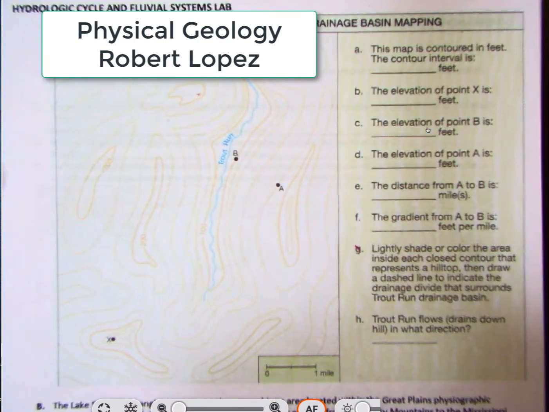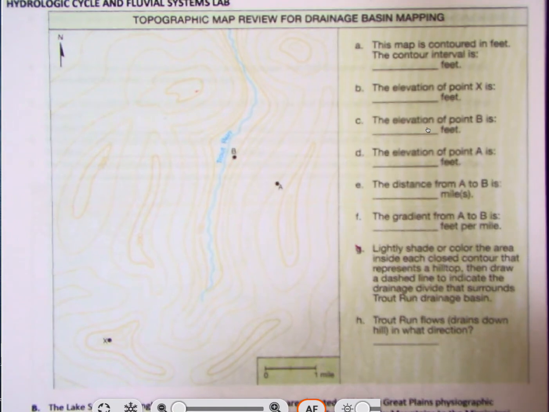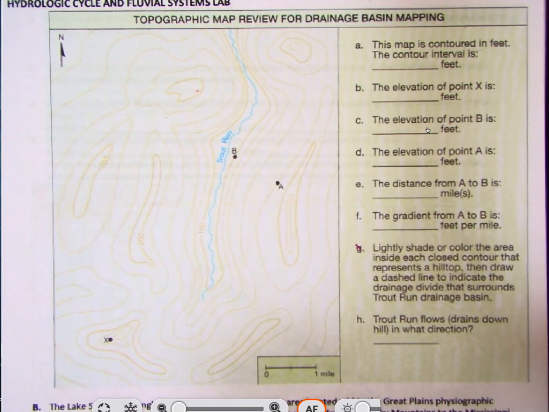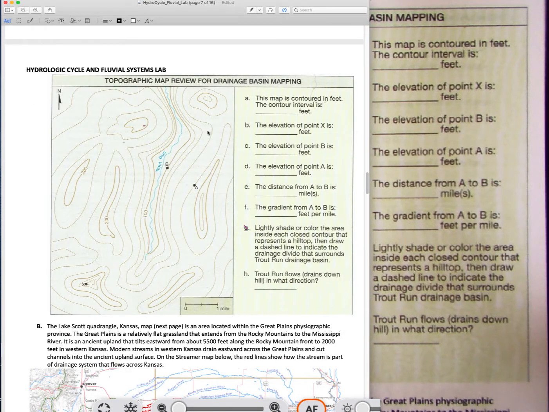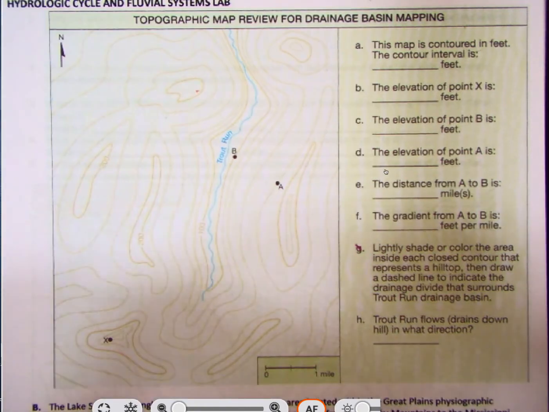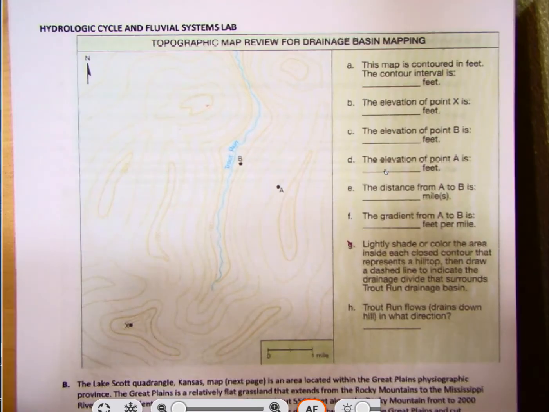This next section is going to deal with this Trout Run little topographic map document here. We'll see that we're going to complete these items A through H on here. Then we're going to come back and answer this question here. But let's look at this map, and I'm going to show you how I'm going to draw it here on the document camera. So for starters, it's asking us about the contour interval.